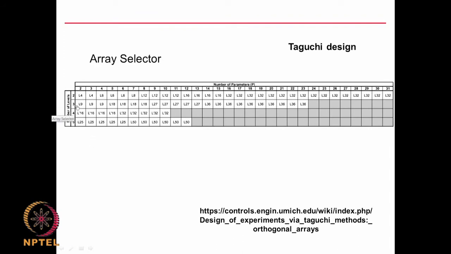And so on. If you look at this table, there are tables available like the L9, L18 and L27 tables, meant for 3 levels. The L16 table is meant for 4 levels, and L25 and L50 tables are available for 5 levels. So standard tables are available; you just pick up and use them. Let's look at level 2. You have tables for L4 and L8. Suppose I have 2 or 3 parameters, I can use the L4 table. If I have 4, 5, 6 or even 7 parameters, I can use the L8 table. And if I have 8, 9, 10 or 11 parameters, I can use the L12 table, and so on.